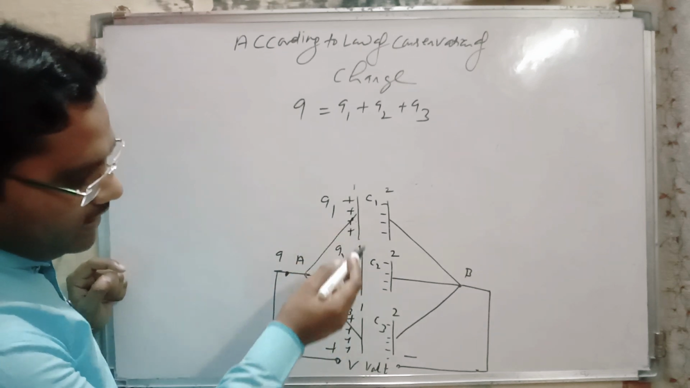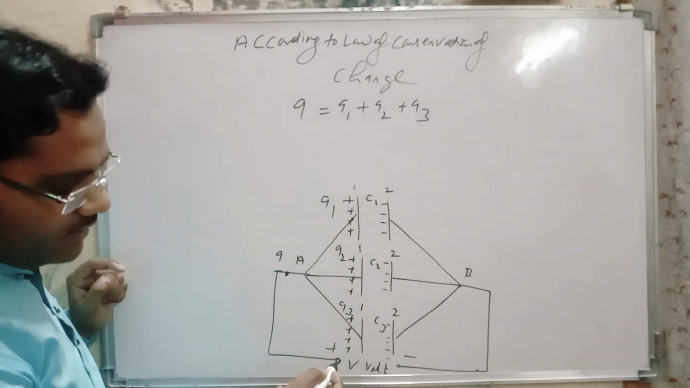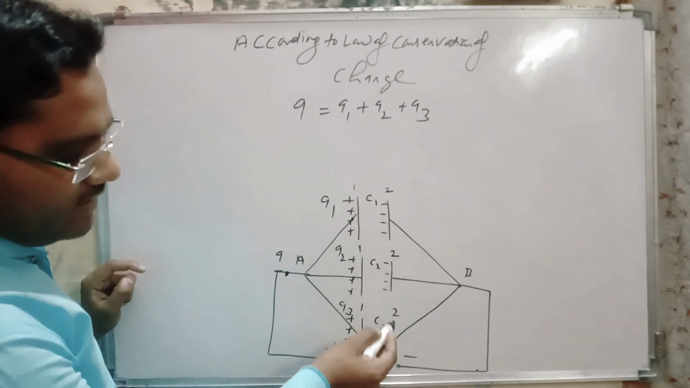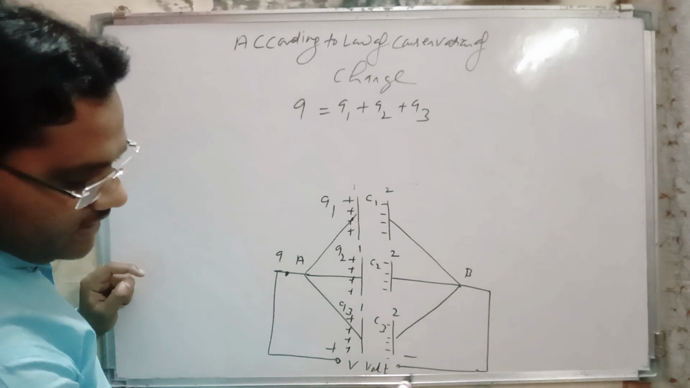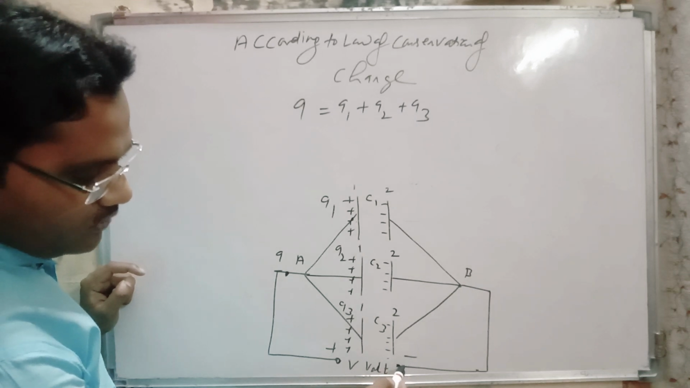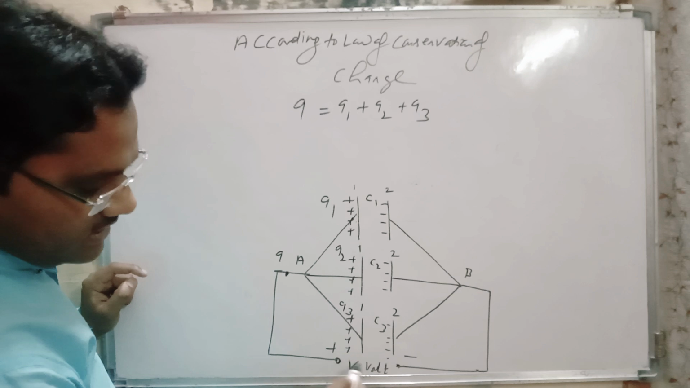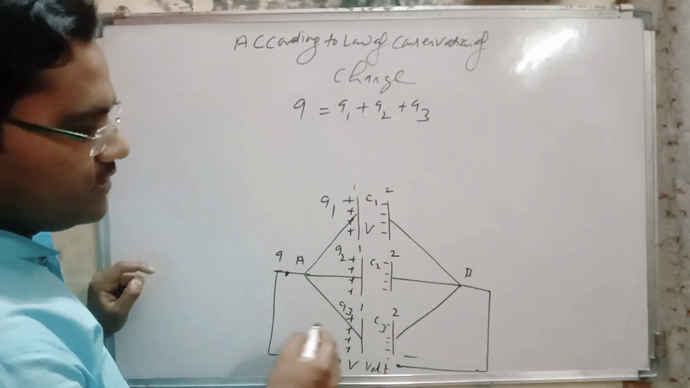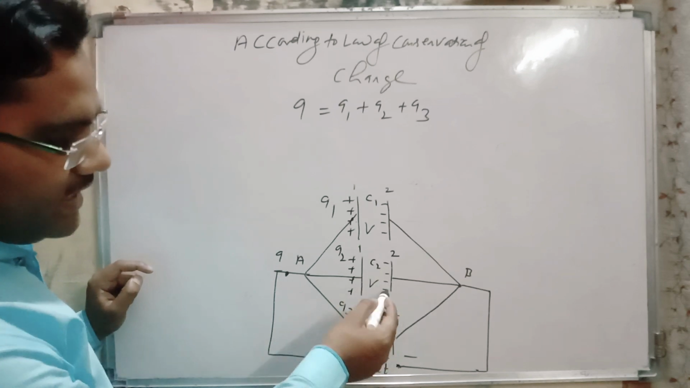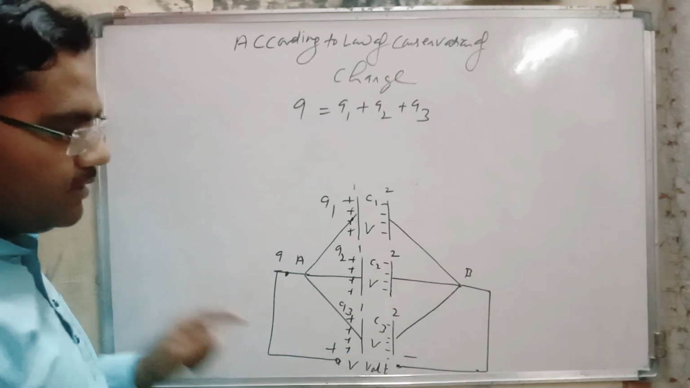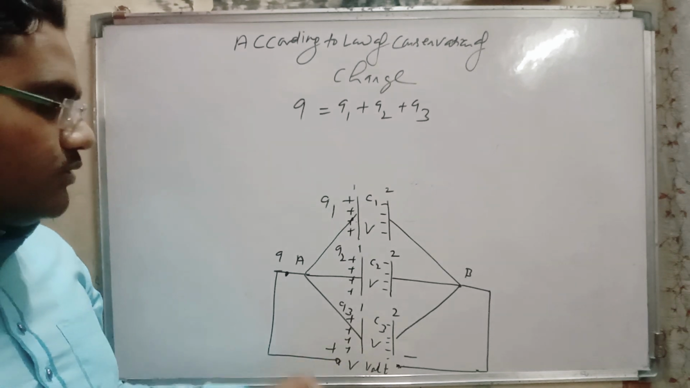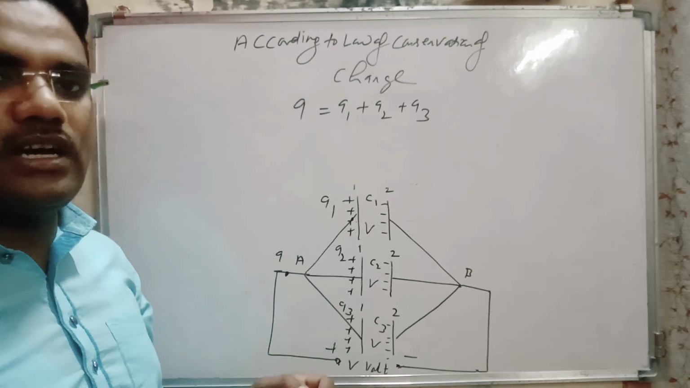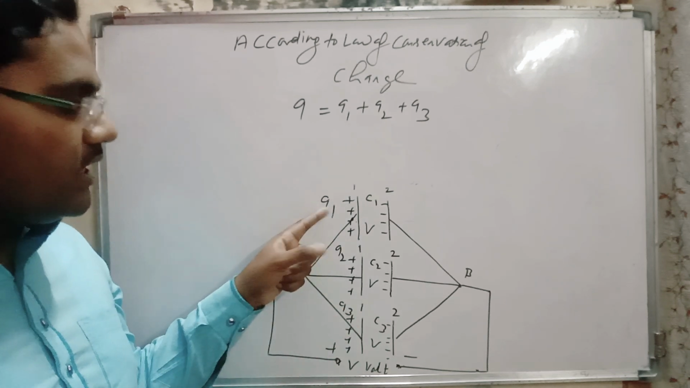Since the first plate of each capacitor is connected to the positive terminal of the external source and the second plate of each capacitor is connected to the negative terminal, and the potential of the external source is V volt, the potential of the first capacitor is V, the potential of the second capacitor is also V, and the potential of the third capacitor is also V. In parallel combination, the potential difference for each capacitor is the same and the charges are different.